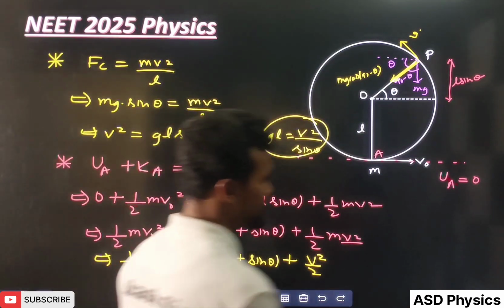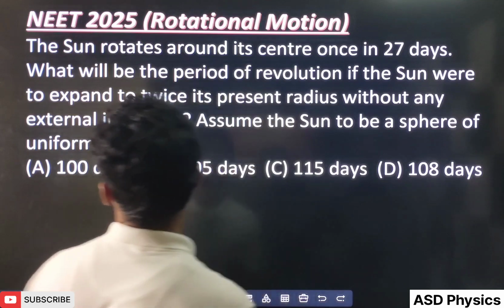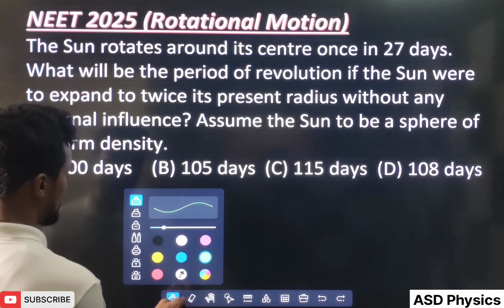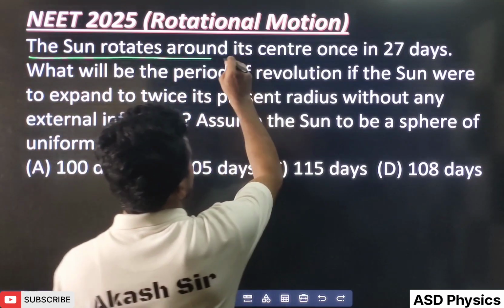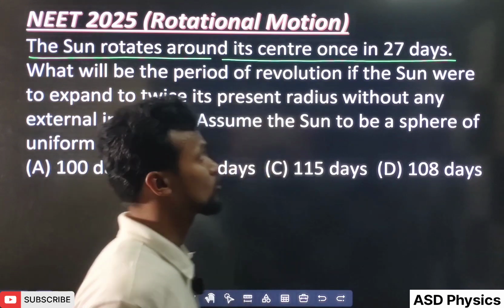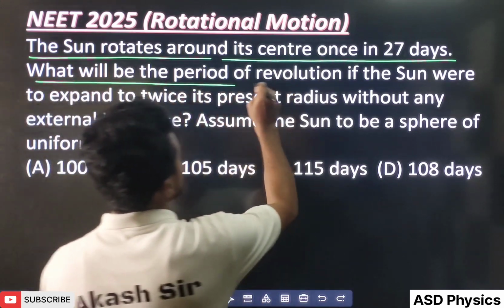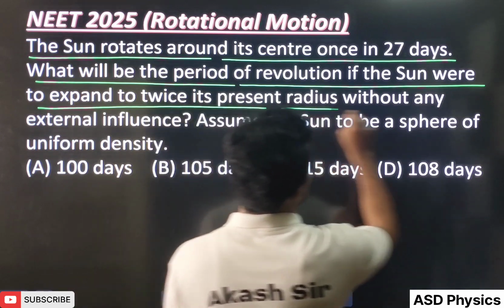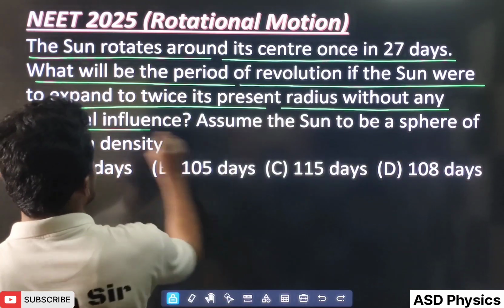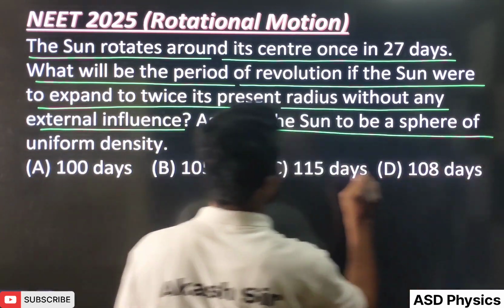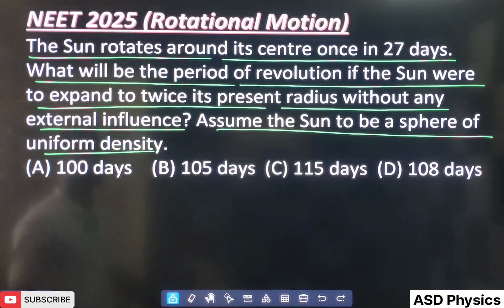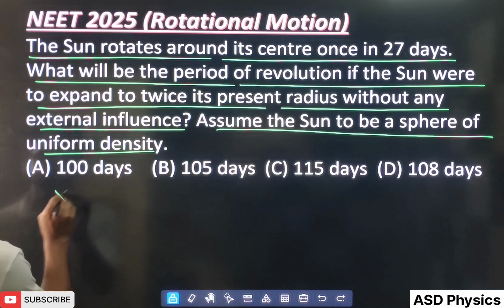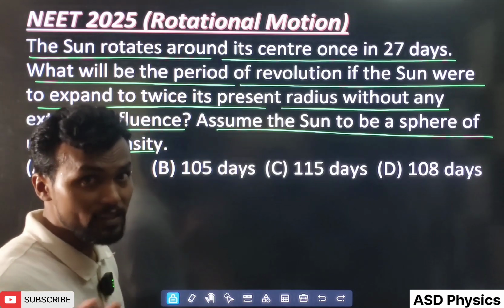Great. Now we'll go for the next one. Kindly see this question, students. The sun rotates around its center once in 27 days. What will be the period of the revolution if the sun were to expand to twice its present radius without any external influence? Assume the sun to be a sphere of uniform density. This is the question. So without any external influence means angular momentum is conserved.